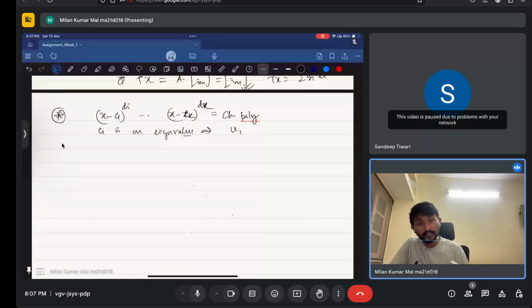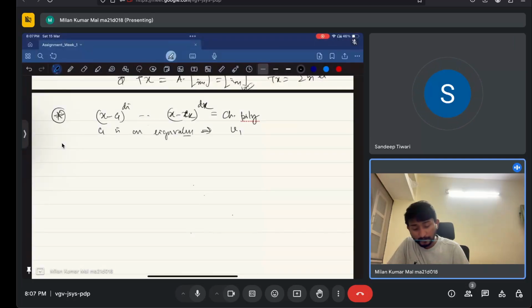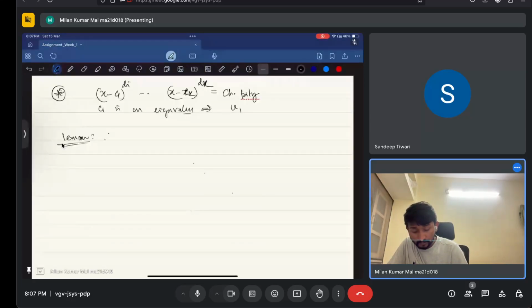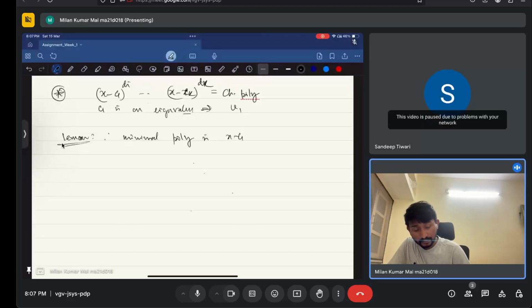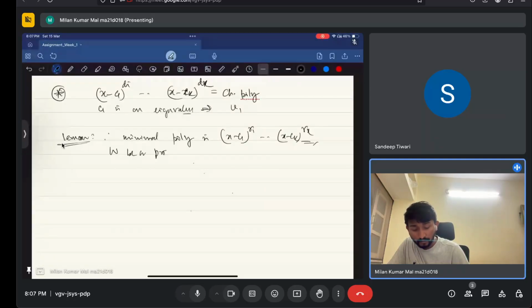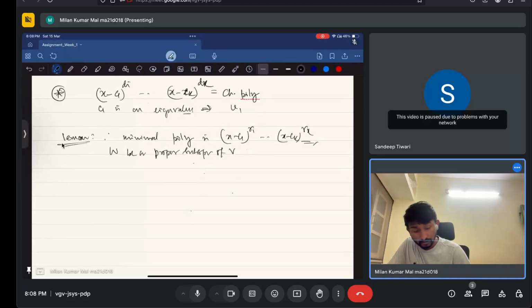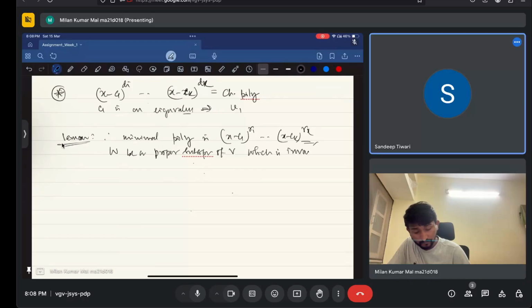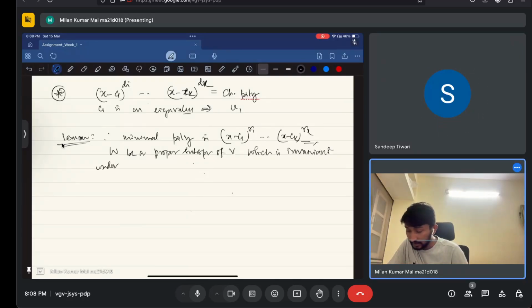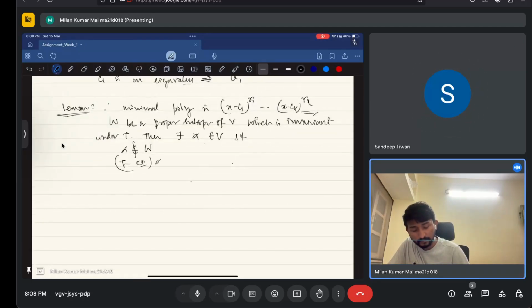There is an interesting lemma. The lemma says: suppose the minimal polynomial is (x minus c1) to the power r1 all the way to (x minus ck) to the power rk, and let W be a proper subspace of V which is invariant under T. Then there exists a vector alpha in V such that alpha does not belong to W and (T minus c_i I) alpha belongs to W for some eigenvalue c.